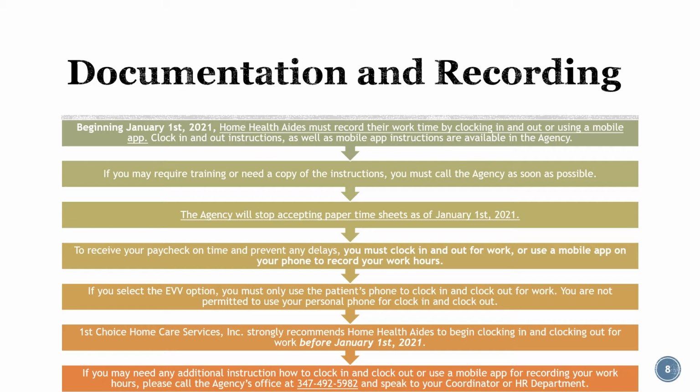If you select the EVV option, you must only use the patient's phone to clock in and clock out for work. You are not permitted to use your personal phone for clock in and clock out. First Choice Home Care Services, Incorporated strongly recommends home health aides to begin clocking in and clocking out for work before January 1, 2021. If you may need any additional instruction on how to clock in and clock out or use a mobile app for recording your work hours, please call the agency's office at 347-492-5982 and speak to your coordinator or HR department.